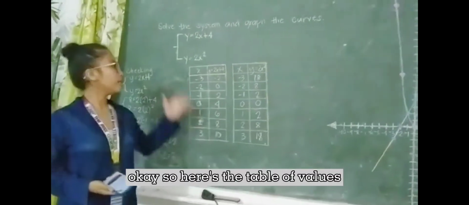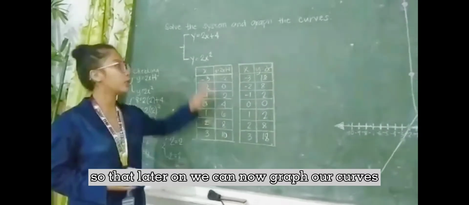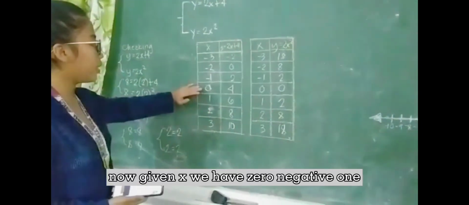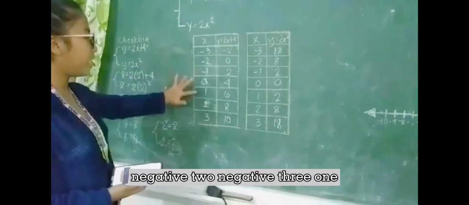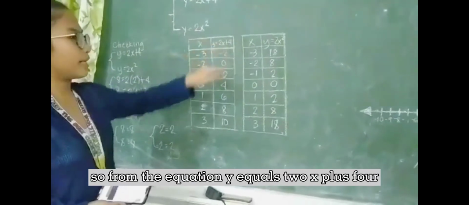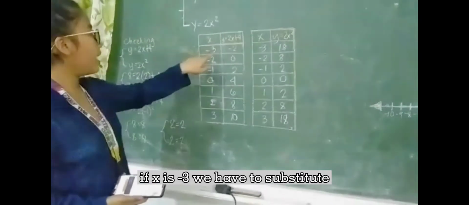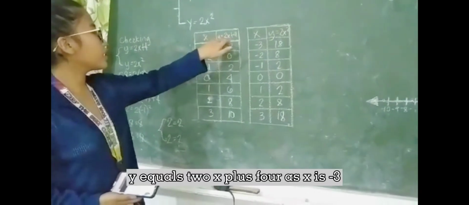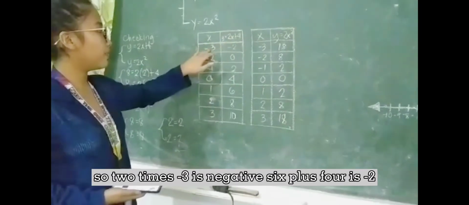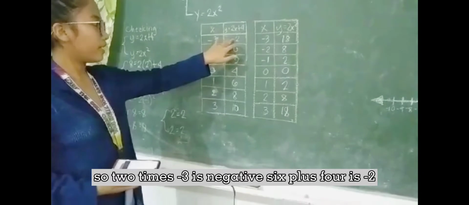Okay, so here's the table of values so that later on we can graph our curves. So we have here the given x: 0, -1, -2, -3, 1, 2, and 3. From the equation y equals 2x plus 4, if x is -3, we substitute x as -3. So 2 times -3 is -6 plus 4 is -2.